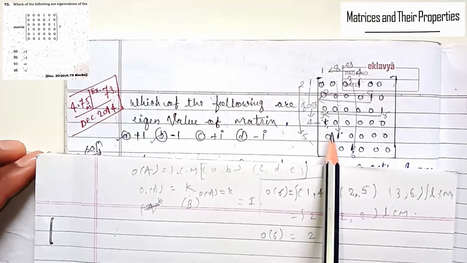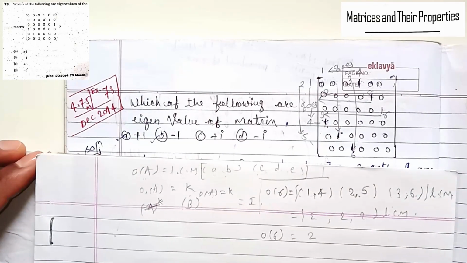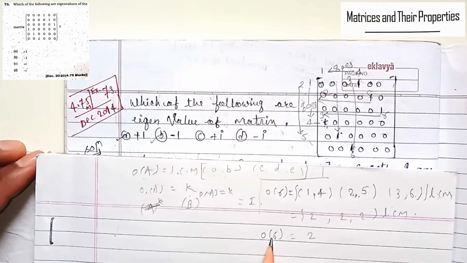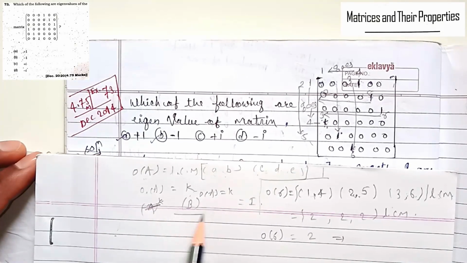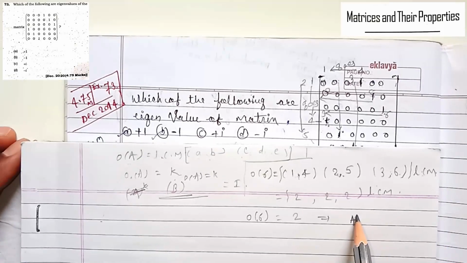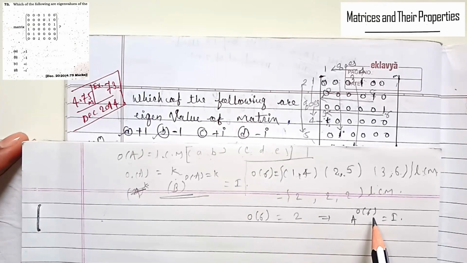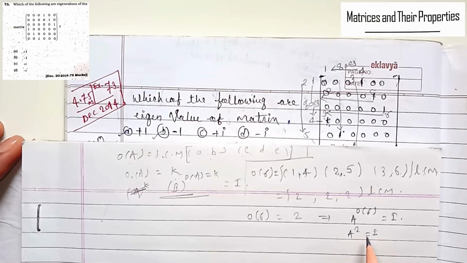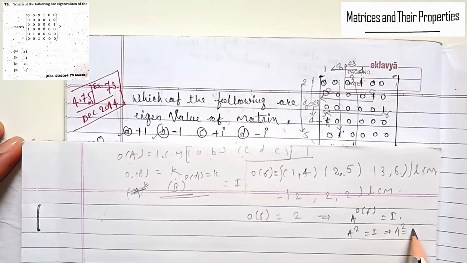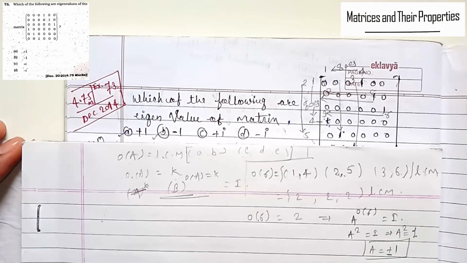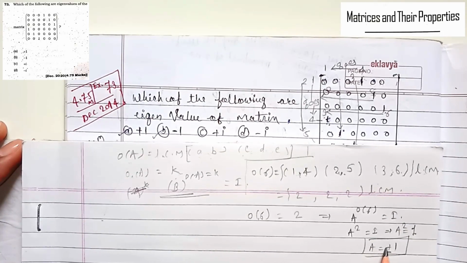Now let's consider our matrix, which is A. If we take the matrix A to the power of the order of sigma, we will get the identity. So A to the power of the order of sigma, which is 2, gives A squared, which is equal to the identity. So A squared is identity, meaning lambda squared equals 1. That means lambda equals plus 1 and minus 1. These are the required eigenvalues for our matrix.